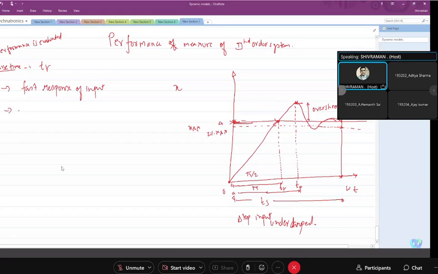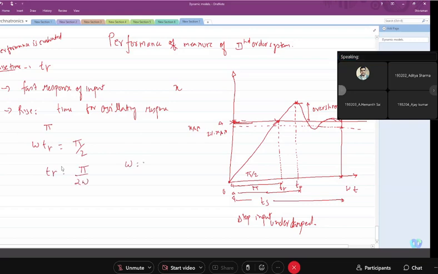Also, rise time is the time for the oscillating response to complete a quarter cycle, which is pi by 2. So w tr is equal to pi by 2. From here you can measure tr, and w is equal to wn times the square root of 1 minus damping factor square.